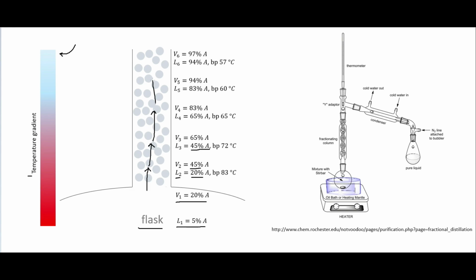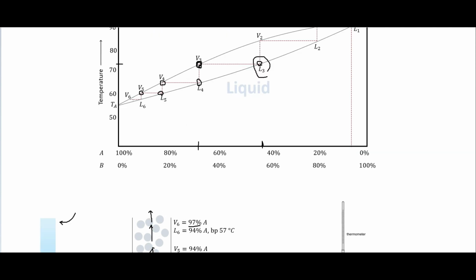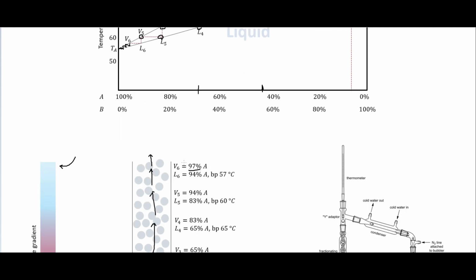So moving up this column like this until we get to the top where we have a vapor of 97% A. We could maybe have that recondense again. And so you could kind of keep moving these lines down closer and closer until you get to 100% A.